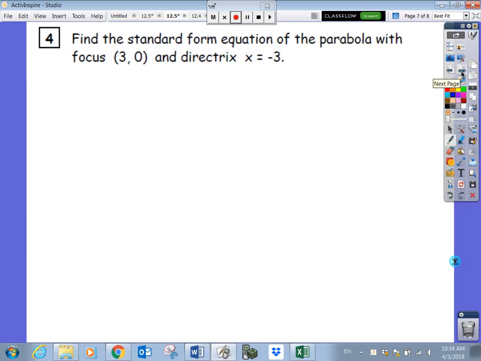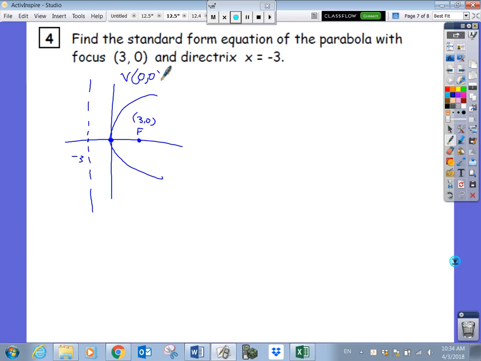All right, this one, a focus and a directrix. So we wouldn't have to say parabola. We could leave that word parabola out and say equation of the conic with focus and directrix, and right there we know it's a parabola because only parabolas have a directrix. So the focus right here at (3, 0), the directrix over here at x equals -3. Because the distance from the vertex to the focus is the same as the vertex to the directrix, we know that the vertex is right there. So the vertex we know is (0, 0).